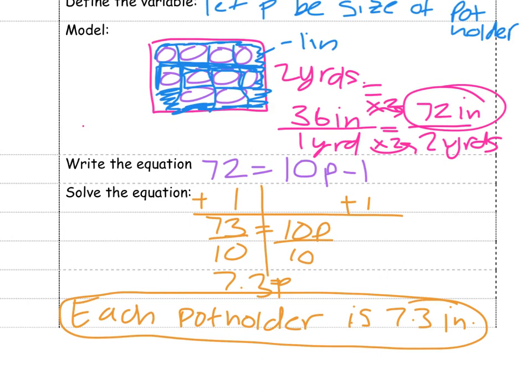Alright, so hopefully you found that each potholder is 7.3 inches. So again, when we are subtracting something, we have to do the opposite, right? So we added to both sides. 10p divided by 10 to get those tens to cancel. Each potholder is 7.3 inches.